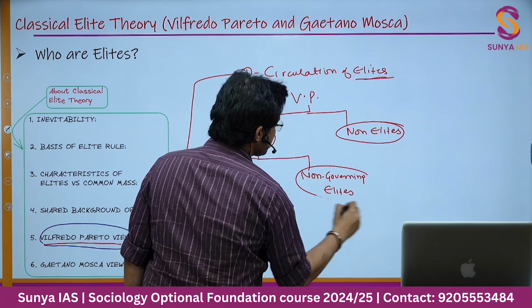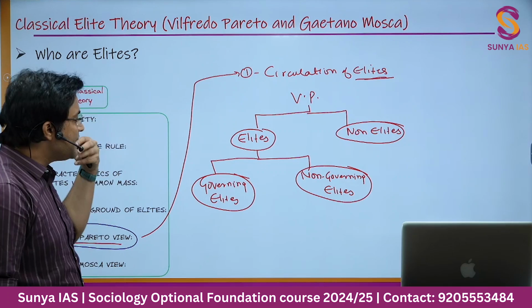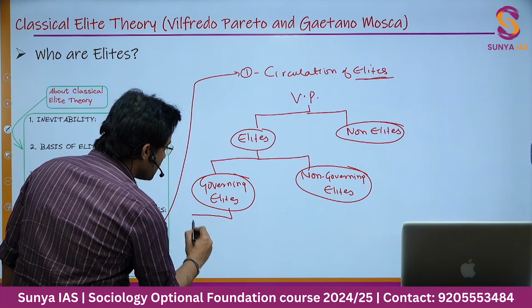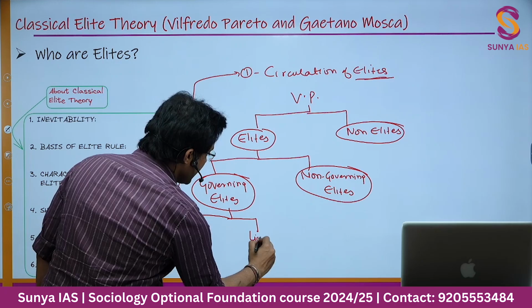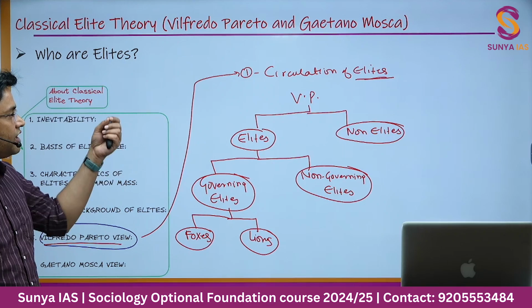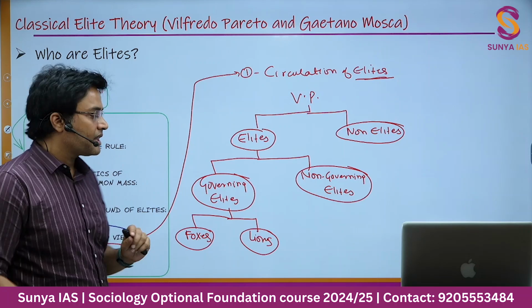Now, governing elites are important because they have much greater influence on the day-to-day administration of the state. They directly or indirectly influence the state administration. And under these governing elites, we have foxes and lions. These concepts have been borrowed by Vilfredo Pareto from a very renowned Italian philosopher, Niccolo Machiavelli. Remember that, it is also a very good fact.